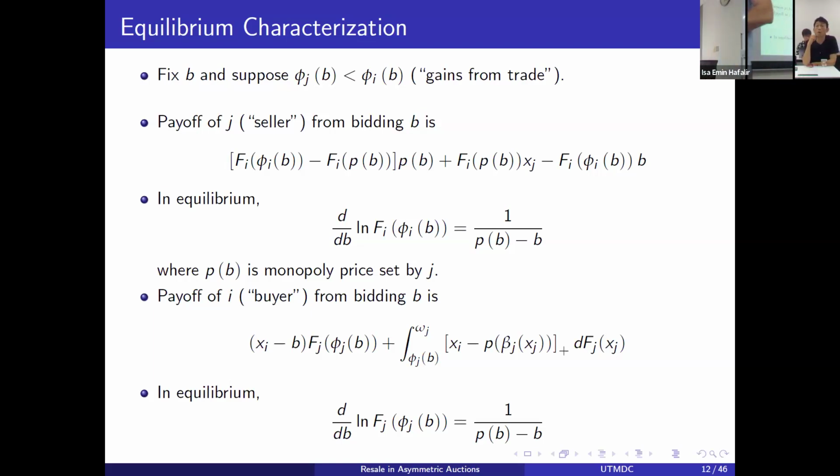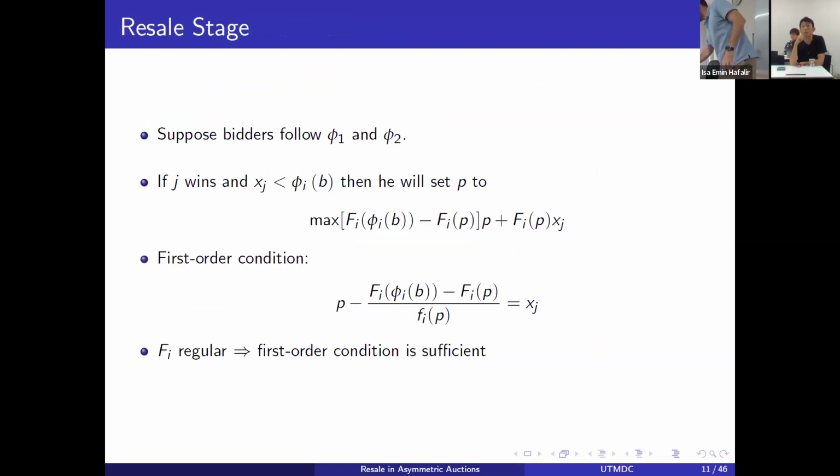So, in the expression for the seller's payoff, there is x_j. Why doesn't it appear in the grid? So here it cancels out. Basically from here, we use this, and then it just cancels out. Actually, x_j in equilibrium will be phi_j(b) anyway.